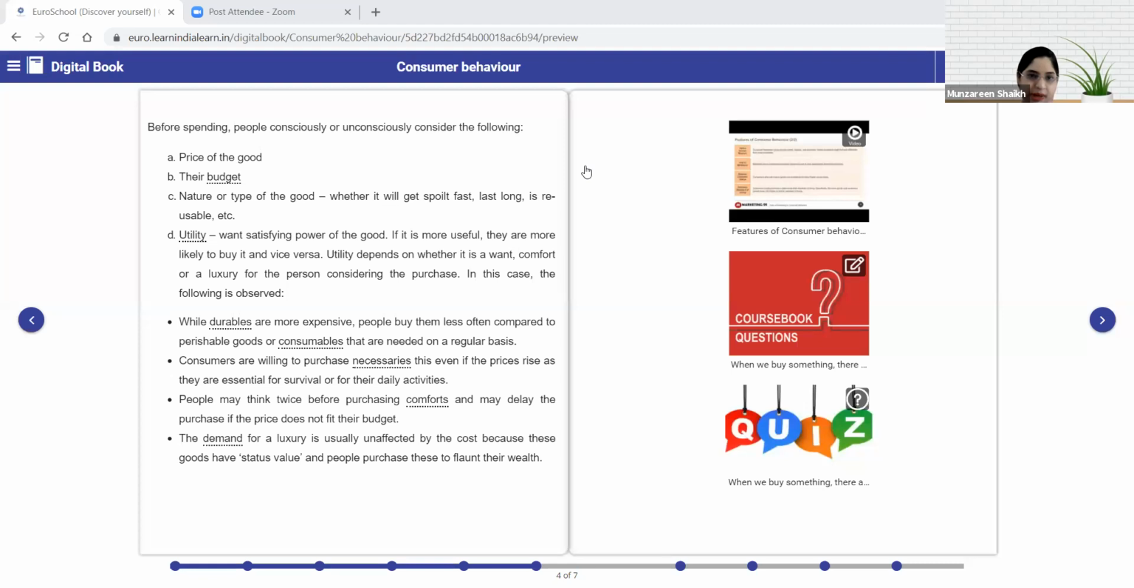Yes. So yesterday we completed the topic about how, whenever we enter the market to buy anything, either consciously or unconsciously, we follow certain things. What are those things? We first check the price of the good. We check if that price fits into our budget or not, and then we also check whether the product is long lasting or not, isn't it?